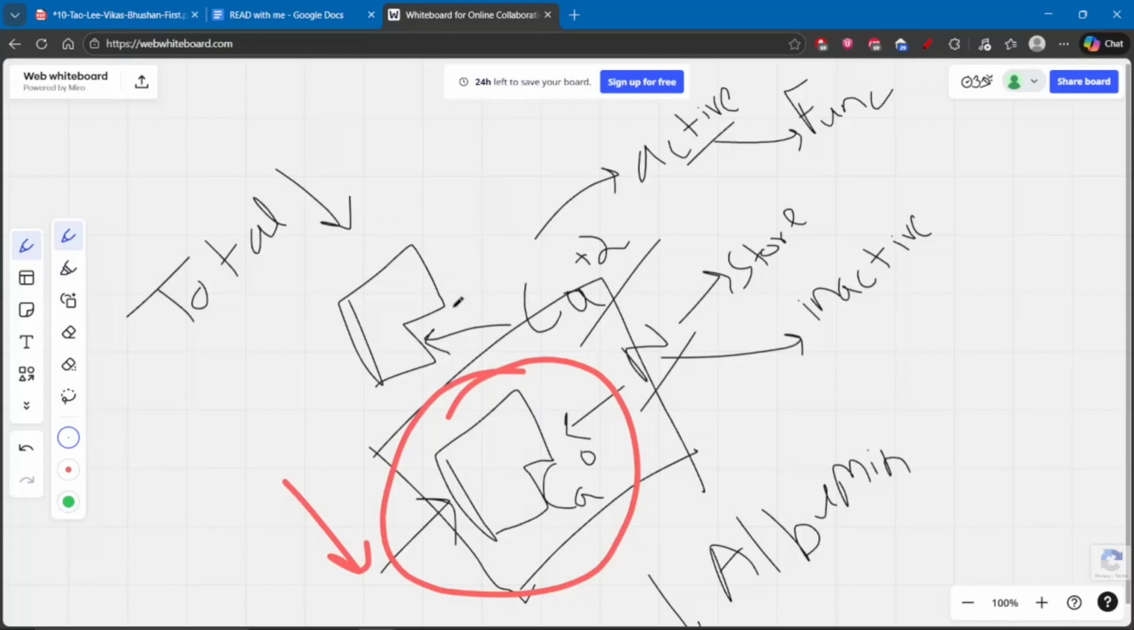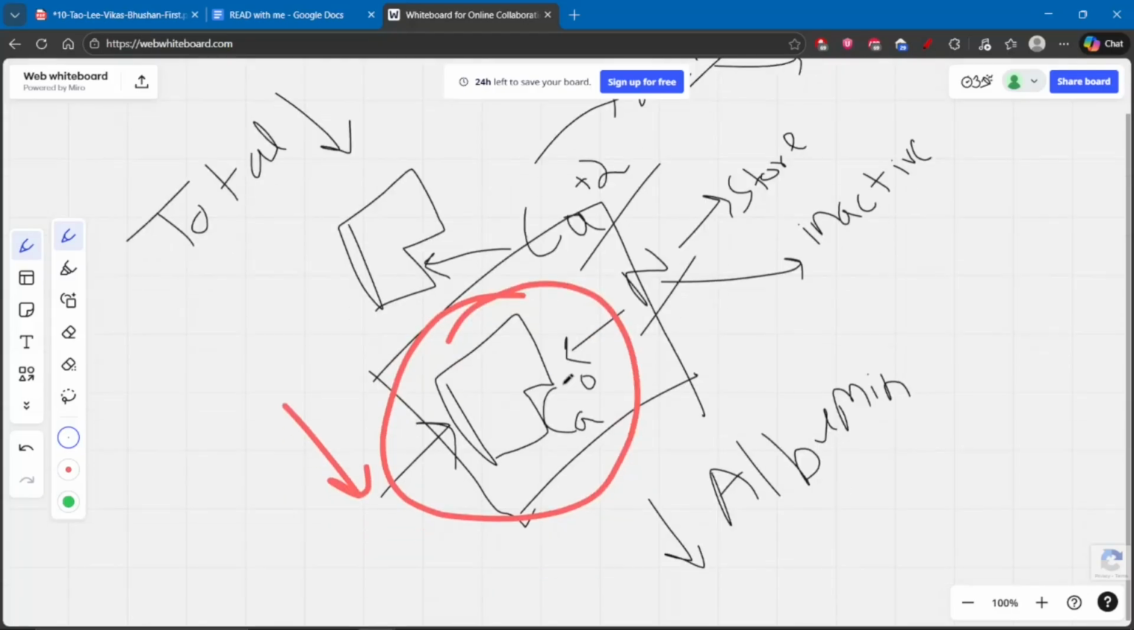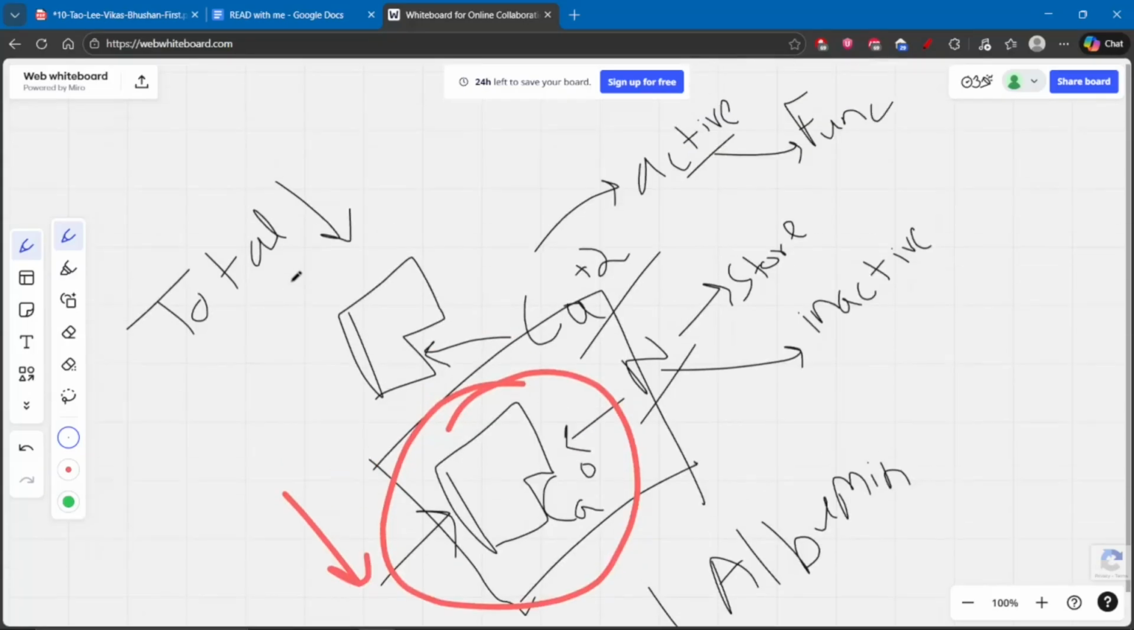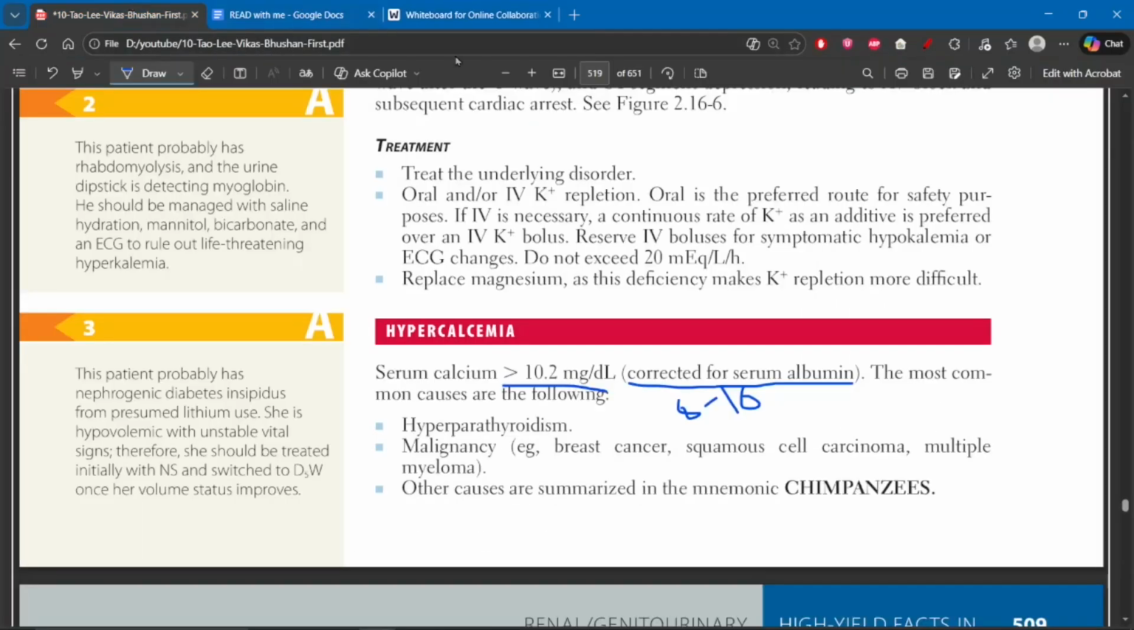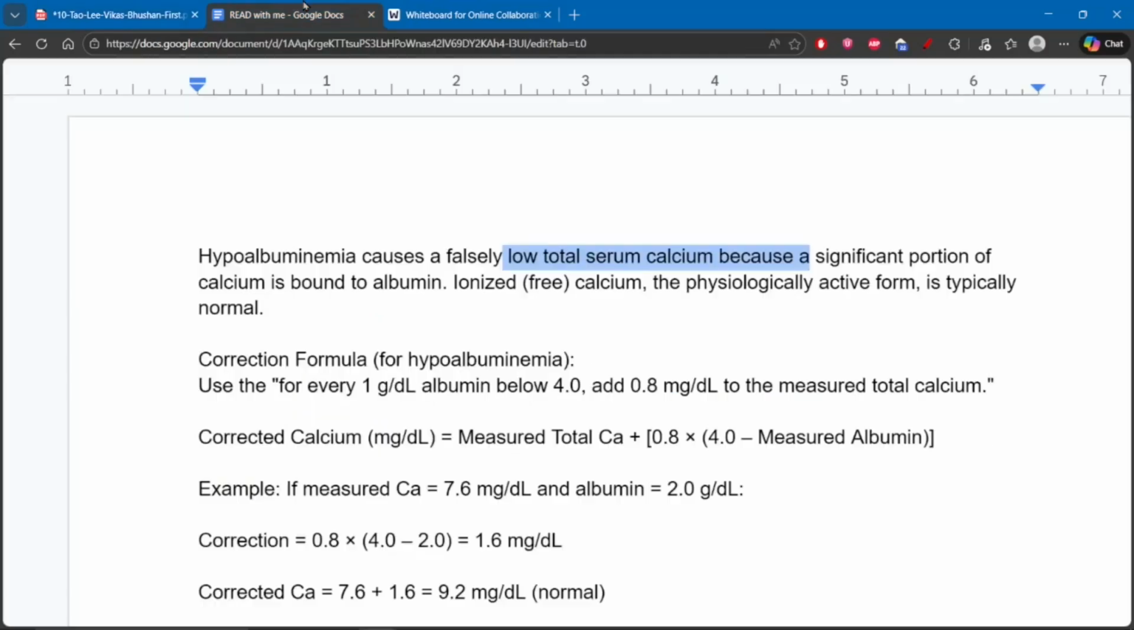So when you measure the calcium in these kinds of patients, you get a low total serum calcium level. So automatically you infer from that result that the patient has a deficiency of calcium. However, the ionized calcium is mostly normal, right?